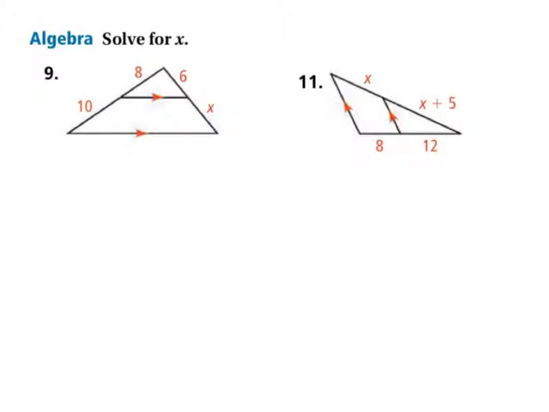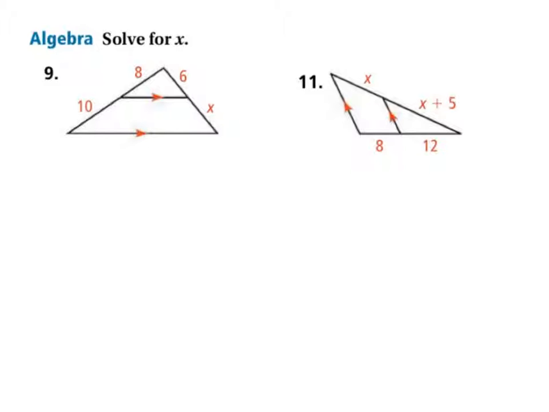Okay, a lot of people felt that these were really pretty easy problems, so I'm just going to set up the proportions. I'm going to let you solve them. Or maybe I'll get back to them later, but I want to post them just for you to be able to see what the proportions are. So in this side splitter theorem, it says this is to this as this is to this.